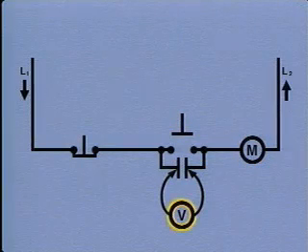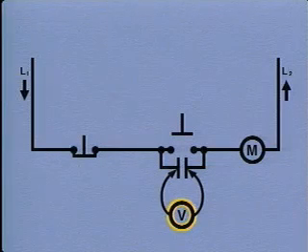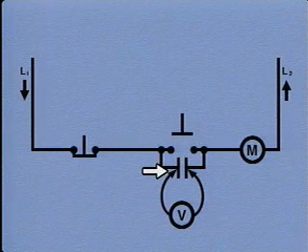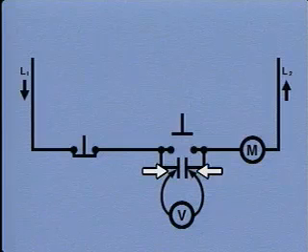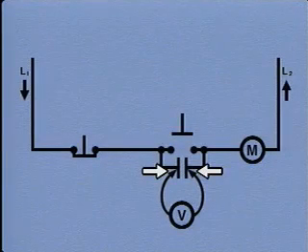This symbol, a circle with the letter V inside, represents the voltage tester. The lines connected to it represent the test probes. One test probe is placed at the electrical connection point on one side of the maintaining contacts, and the other probe is placed at the electrical connection point on the other side.